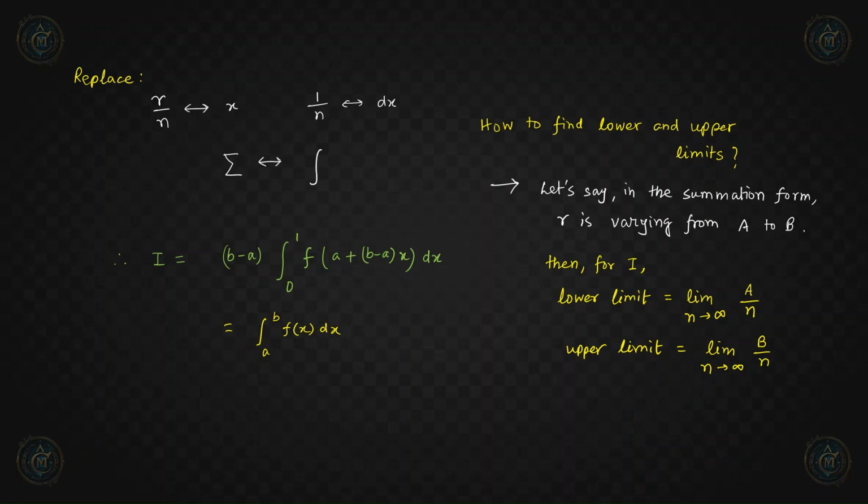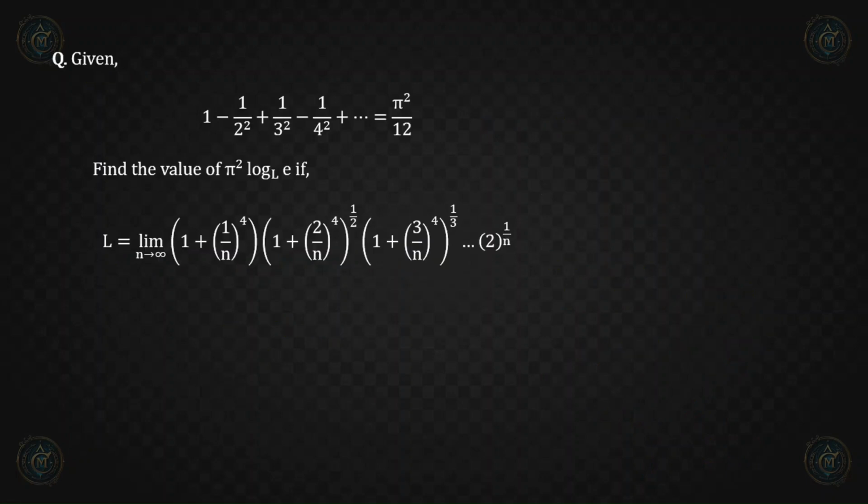Then we simply perform the definite integral and we get our answer, the limit of the summation. Let us do some problems. It is given that the sum of the series 1 minus 1 by 2 square plus 1 by 3 square minus 1 by 4 square and so on up to infinity, infinite terms, is pi square divided by 12. We have to find the value of pi square log e with base l, if l is equal to this limit.